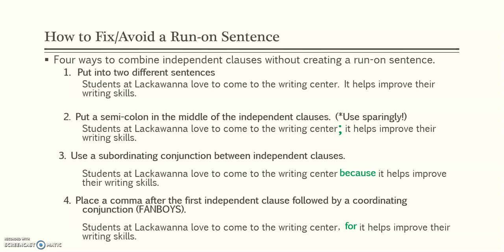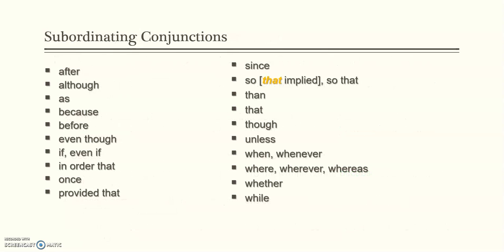It might be a good idea at this point to pause the video and to review some of these rules to make sure that you understand. We will go over Rule 3 and Rule 4 a little bit more in depth in the next few slides. The third rule that we went over is by adding a subordinating conjunction. So here is a list of some of your subordinating conjunctions along with some examples.